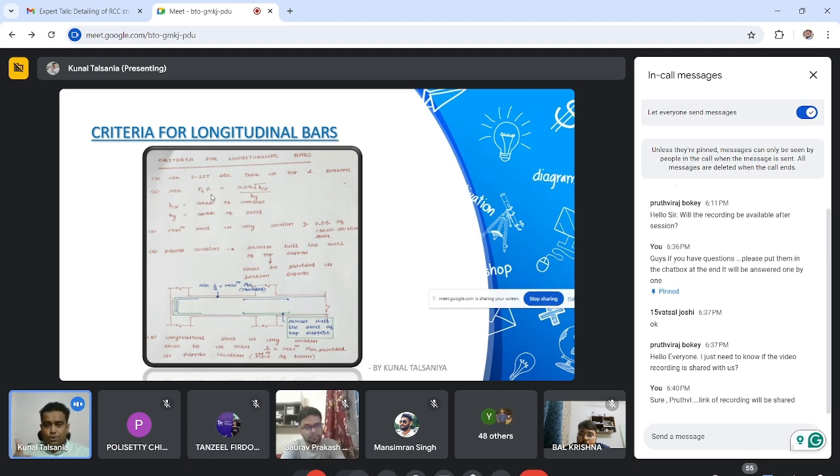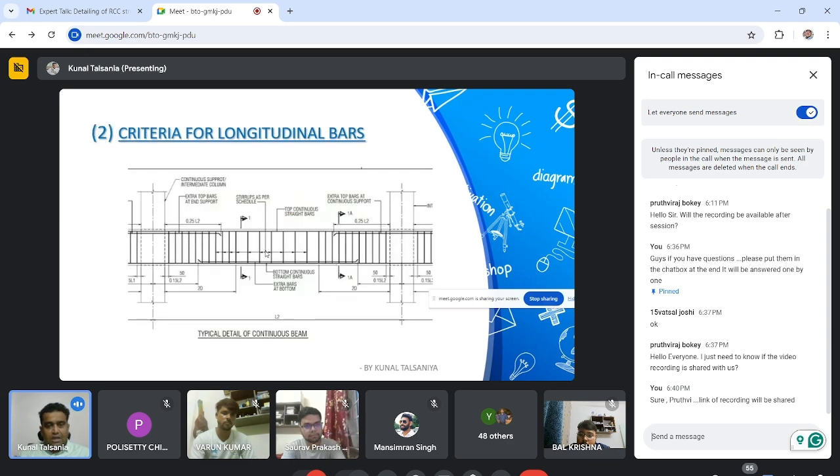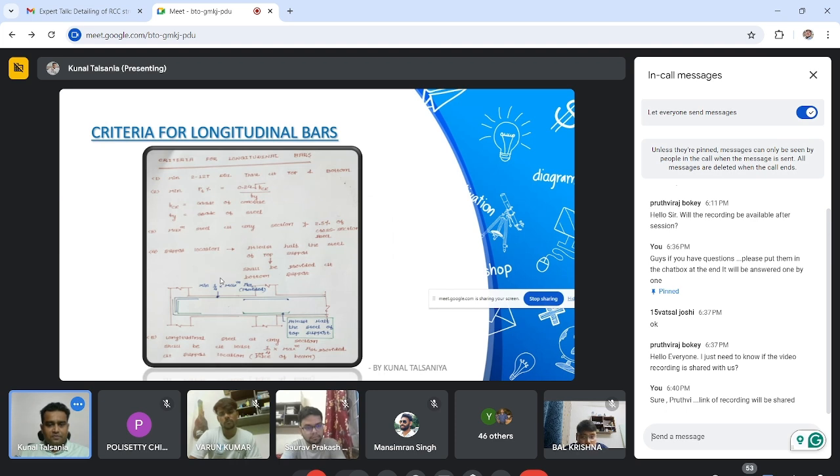The minimum steel should be 0.24 root FCK divided by Fy. Third criteria is that maximum steel at any section should not be greater than 2.5% of total cross section area. So this is the upper limit of beam. 2.5% is the maximum limit.